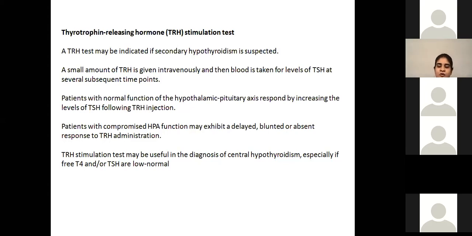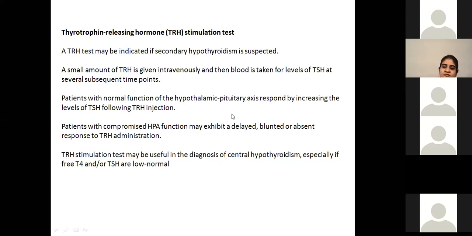Now the normal phenomenon that we talk about is that TRH will increase TSH. But in this case, because the patient has a compromised function of the hypothalamic pituitary axis, they may not respond to the exogenous TRH that we have given. So there's a delayed response or an absent response, and TSH will not increase. This is a useful diagnostic test in secondary or central hypothyroidism.